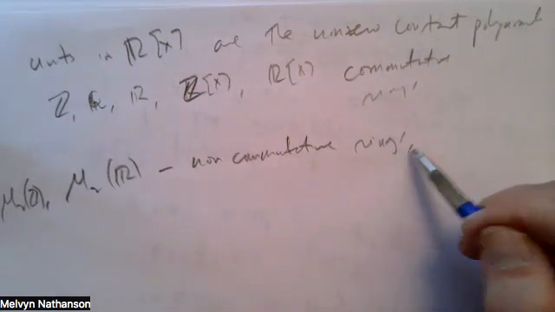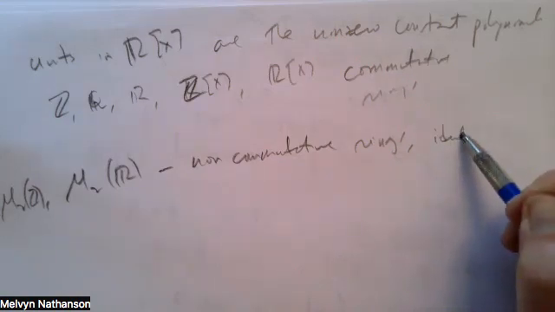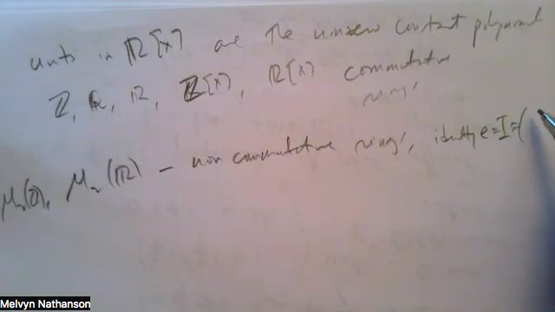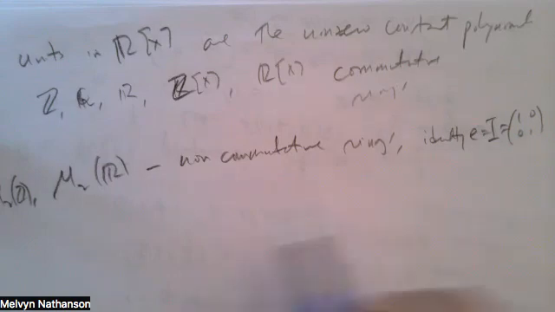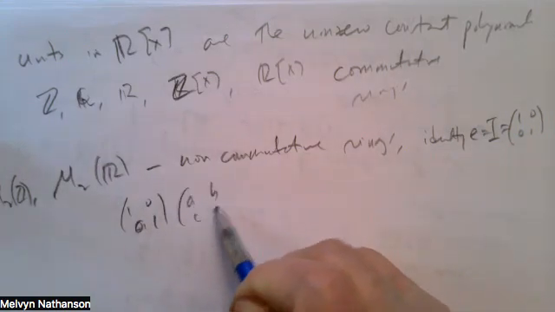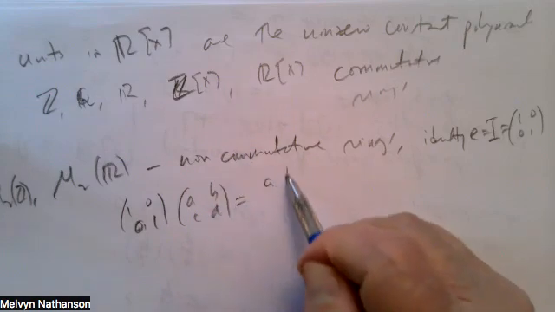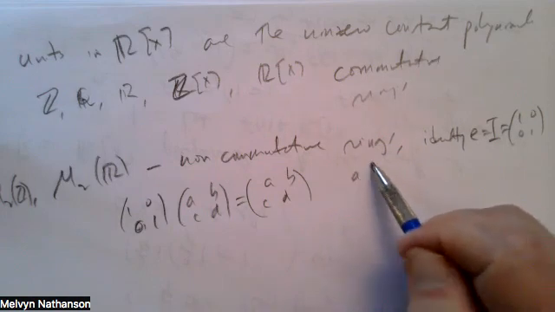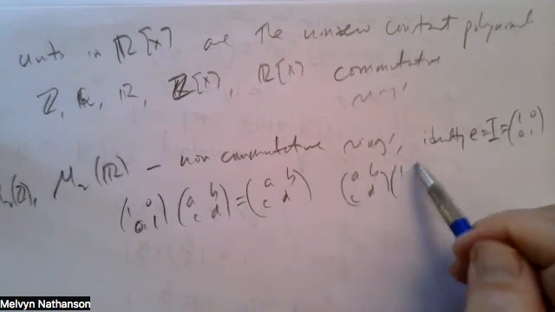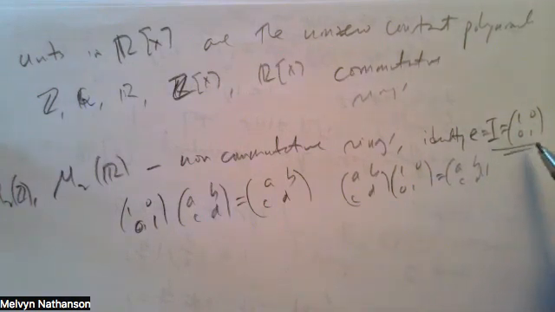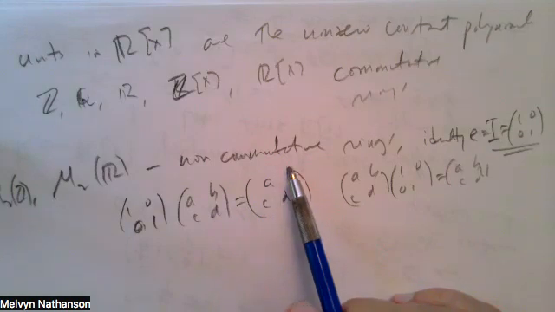And what is the identity? The identity element, capital I, is the identity matrix 1, 0, 0, 1. You take 1, 0, 0, 1 times any matrix A, B, C, D, you get A, B, C, D. And if you take A, B, C, D, and multiply it on the right by 1, 0, 0, 1, you still get A, B, C, D. So this is the identity matrix in this non-commutative ring.